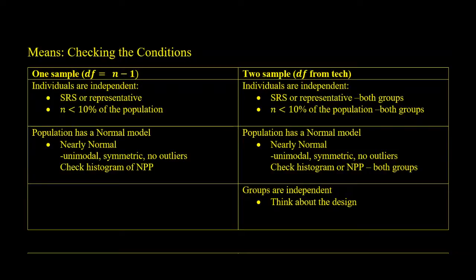We check the nearly normal condition, which states that the distribution should be unimodal, symmetric, and with no outliers. We do this by checking the histogram or normal probability plot.